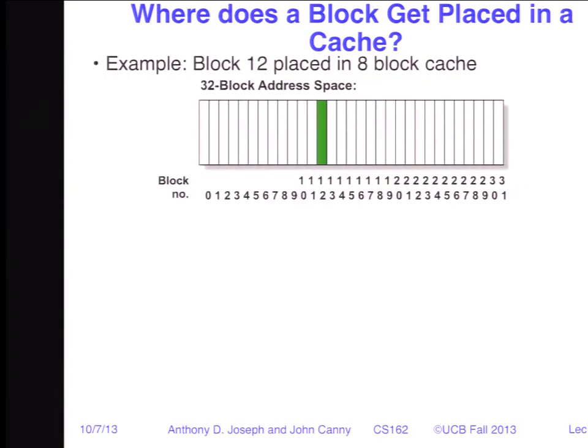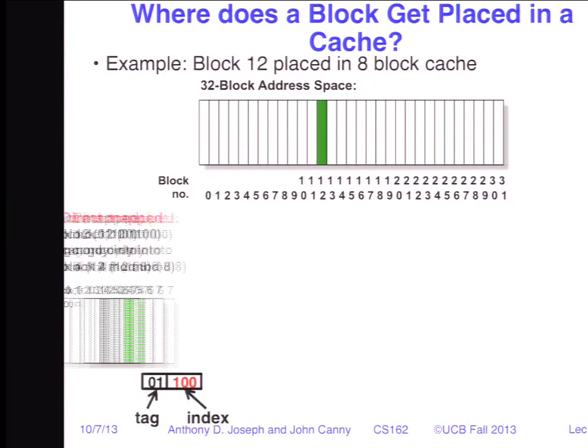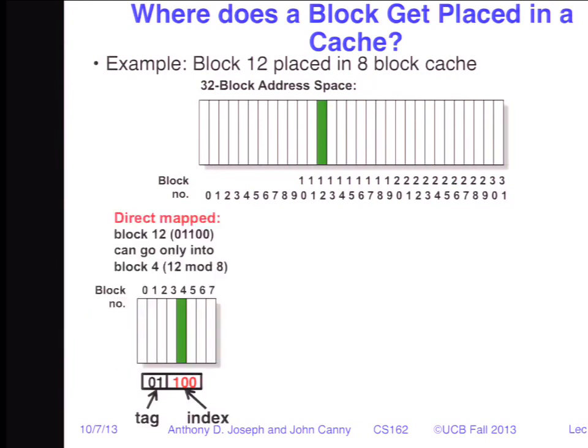So here we have block 12 in our 32 block address space. We have an 8 block cache. If we had a direct map cache, we would put it into one location. So for example, 12 mod 8. So we'd put it into location, what is that? Location 4.